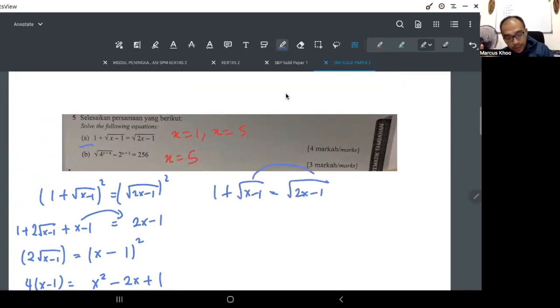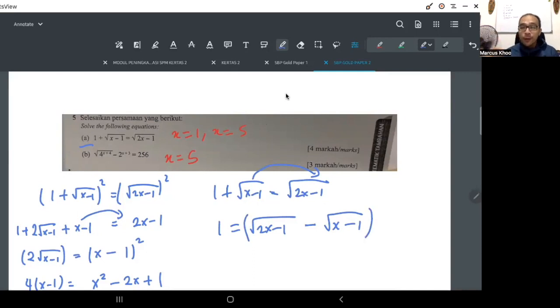Then dia bawa ini pergi sebelah tau. 1 equals square root of 2x minus 1 minus square root of x minus 1. Wow, this is a real big problem. Because when you square everything, this is a big problem, you know. Because you have to do this lompat, lompat, lompat. So it becomes very complicated. So try not to do these kind of things.